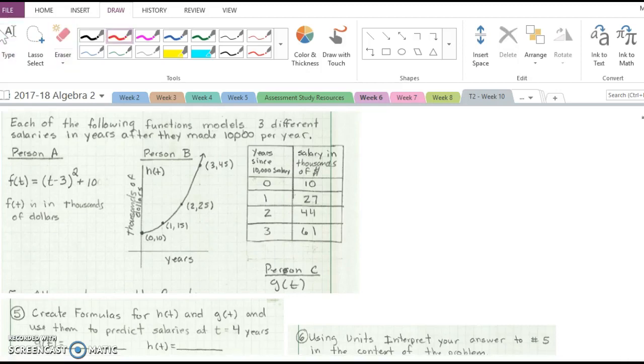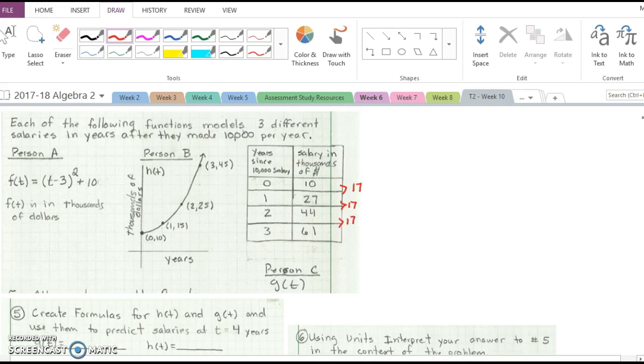So we've been asked to create formulas for H and G and use them to predict salary at 4 years. Well, I'm going to look at G first because we earlier found that that was a line. Each time we were going up by 17, where 17 represented thousands of dollars.